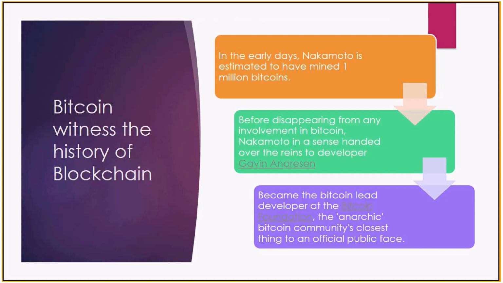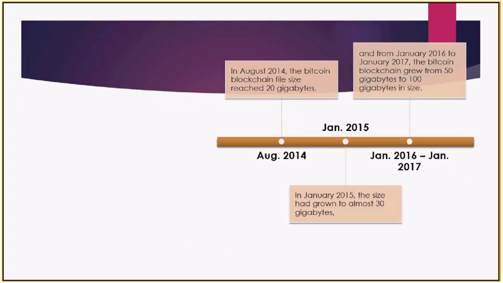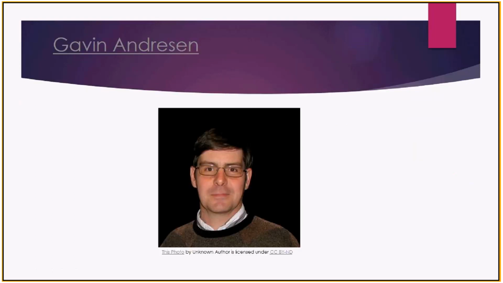Before he disappeared, this person, Gavin Andresen, became his heir, and he actually did a lot of things in the Bitcoin. He created something called Bitcoin 2.0. So now this is the person. Does he look like any of you? He's also missing. Anyway, a small history of the Bitcoin.